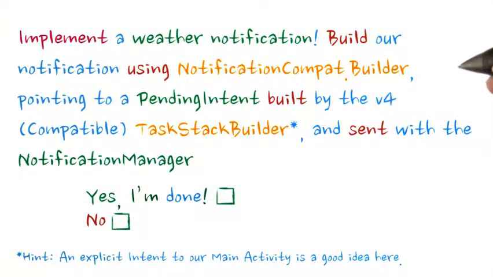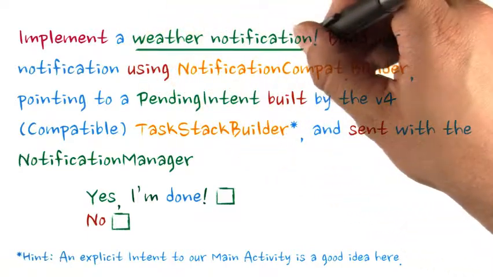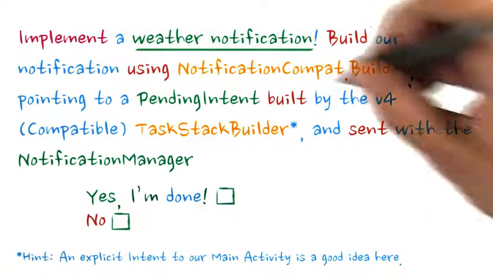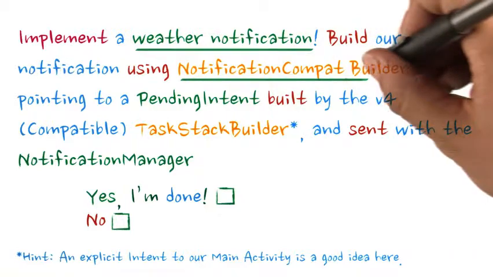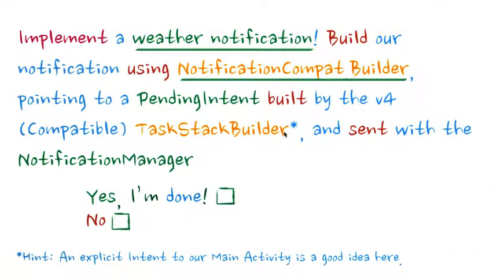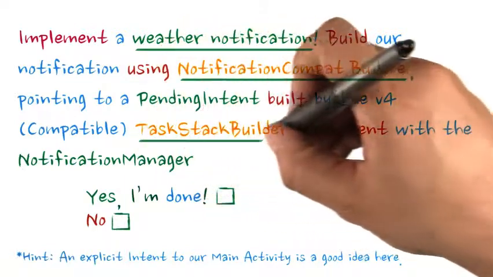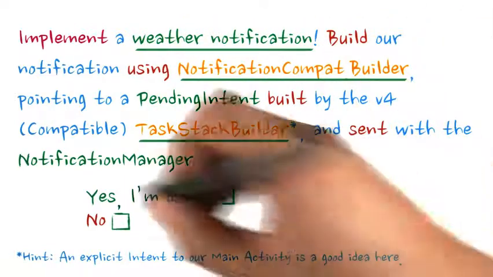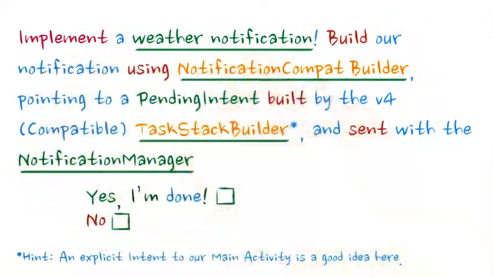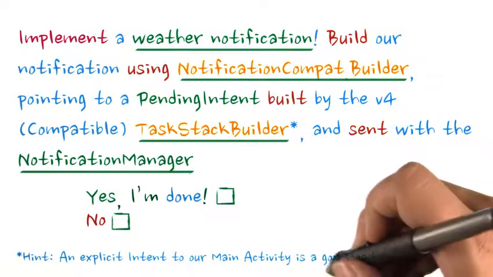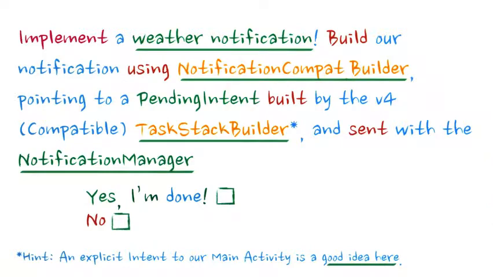Alright, we're getting near the end. Implement a weather notification. Build our notification using NotificationCompat.Builder, pointing to a pending intent built by the v4 compatible TaskStackBuilder, and sent with the NotificationManager. Hint: an explicit intent to our main activity is a good idea here. There's lots of documentation on this you'll want to read.